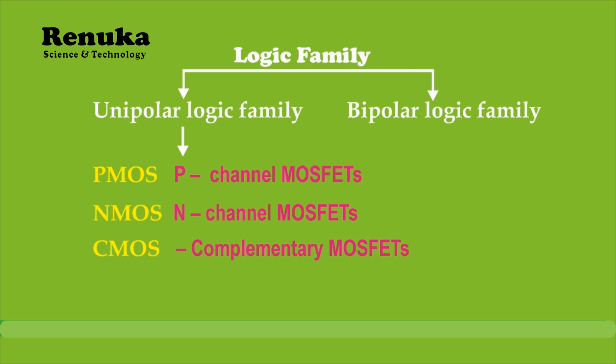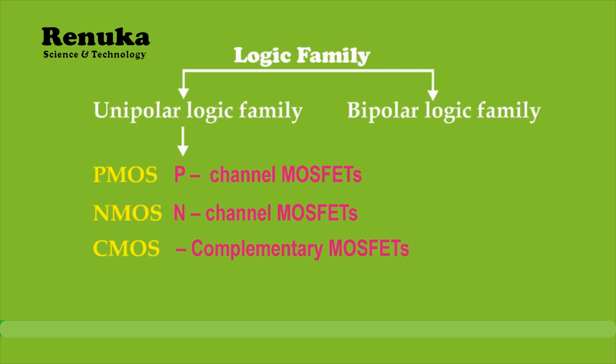Now what do you mean by complementary MOSFETs? If we combine p-type and n-type MOSFETs, and if their connection is complementary, then it forms a CMOS logic family. Now what is meant by complementary? Complementary connection means once we have used a p-type and n-type, they are combined in such a way that one type of MOSFET will be on at the same time the other will be off, and vice versa. So they form a complementary connection.